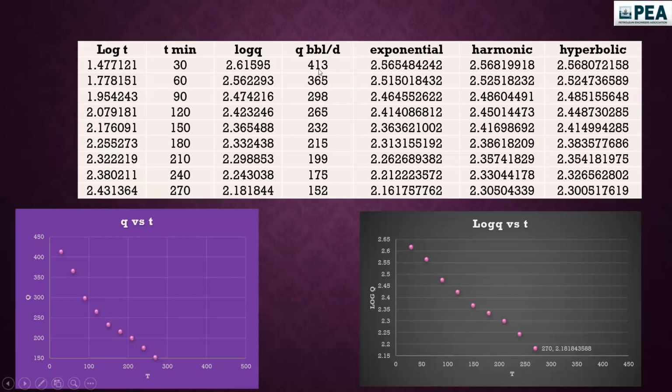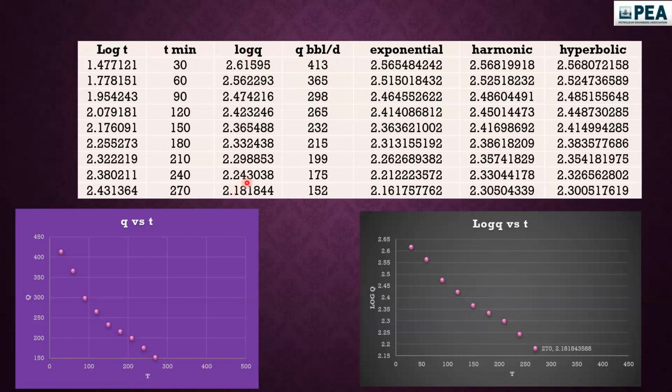You can see 413, 365. This is the production flow rate and the time. You can just use a highlighter. So this is the time period, 30 minutes, 60 minutes, 90 minutes, and production values were given here. Based on this data, these have been converted to log Q. So log of 413 will be 2.6. So log values were given.